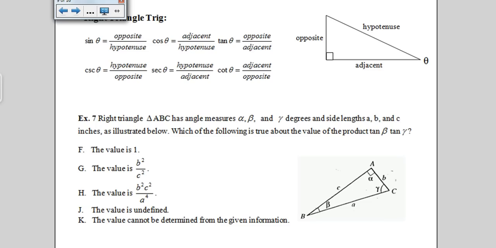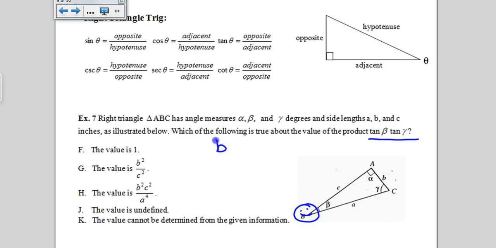Okay, this next question says we have alpha, beta, and gamma for our angles, and A, B, and C for our sides. What is true about the product of the tangent of beta times the tangent of gamma? Now, the tangent of beta would be, here's my reference point. Remember, tangent is opposite over adjacent. So opposite is B, and adjacent is C.